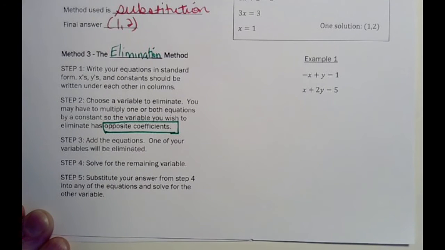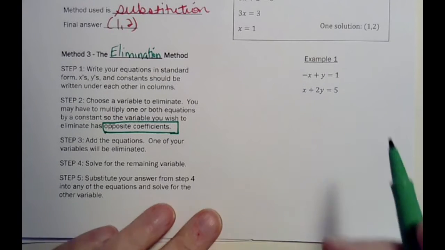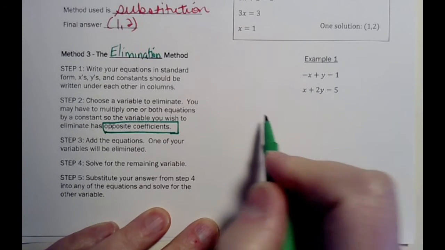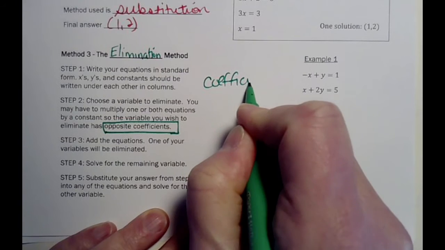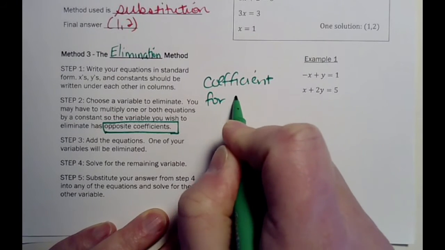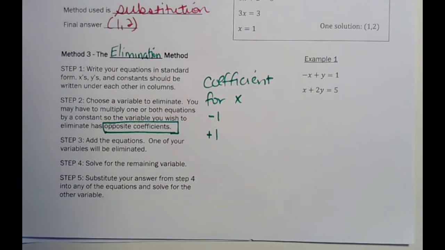You're going to add your equations, and one of your variables will be eliminated. If your signs are the same, you're going to add the opposite of the second equation. So you're going to subtract the entire equation, and I'll show you that in a few minutes. You're going to then solve for the remaining variable, and then you're going to substitute back in to get your answer. So when we look at this example here, we can see that the x's have opposite coefficients. Remember, the coefficient is the number in front of the variable. We've got a positive 1 and a negative 1 for our x's in our two equations. So those are opposite coefficients.